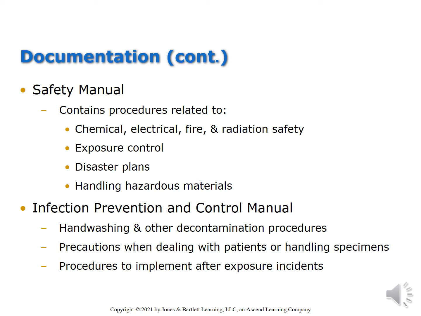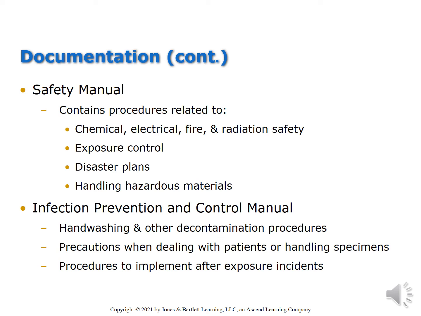OSHA, or the Occupational Safety and Health Administration, mandates that a safety manual, which contains policies and procedures related to chemical, electrical, fire, and radiation safety, be present in every workplace. This basically contains information on how to handle all of these different types of emergencies.